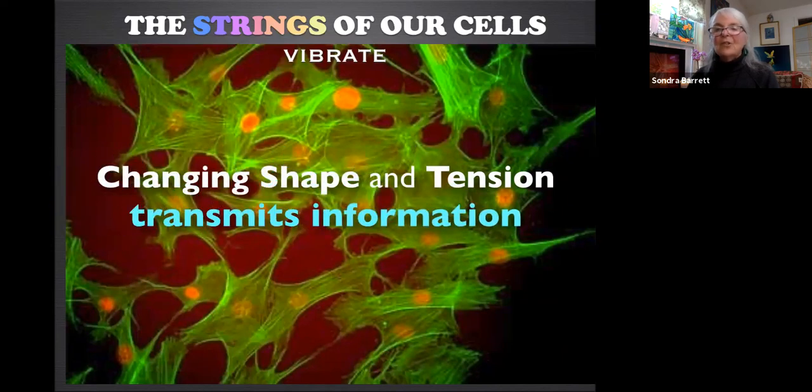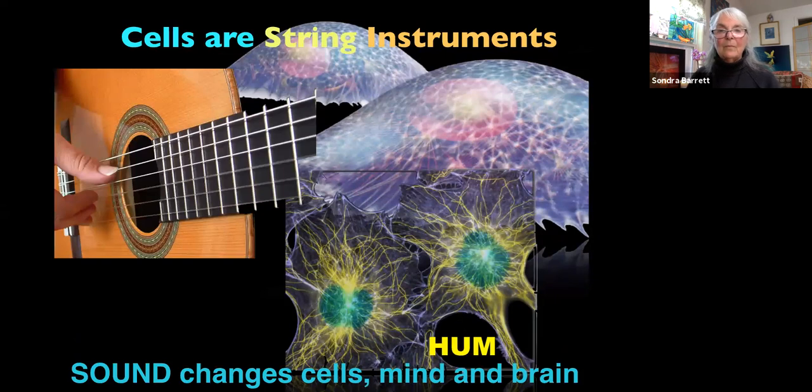And one of the key things about the expression of our cells is when they change shape and tension, that's transmitting information. So the tension in the cell, it's mechanical tension, is really important for our healing to understand. So our cells are string instruments. Everything vibrates. Sound changes our cells, changes consciousness.